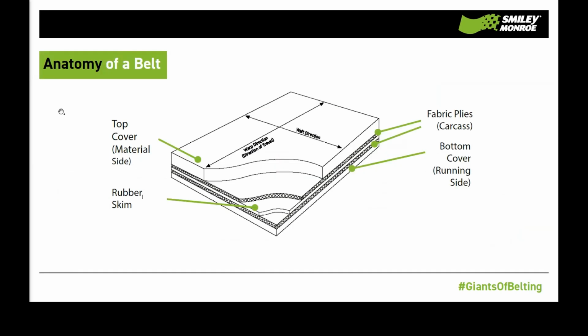Thanks, Alicia. So this slide shows the cross-section of a conveyor belt. First, we have the top rubber cover. Next, we have the carcass. And then at the bottom is the bottom rubber cover.